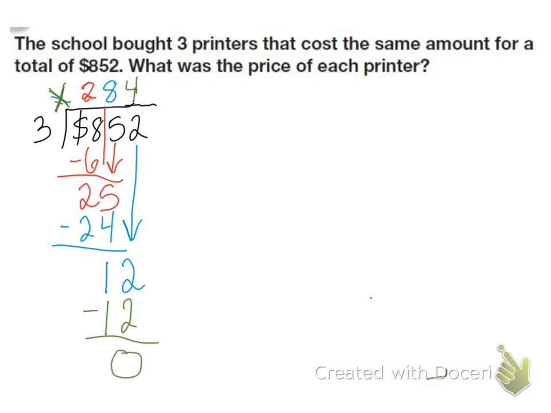I know I'm finished when I have no more digits to bring down and when either I have a remainder or my answer ends with a 0. Okay, so my answer is $284 was the price of each printer.